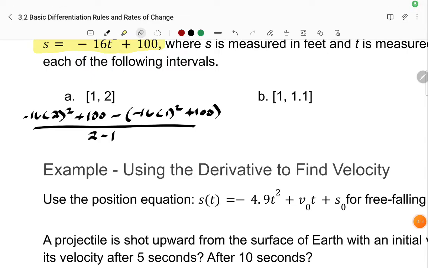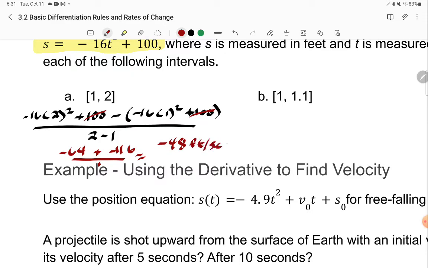Okay, so on the first one, when we set that up, remember it's y minus y over x minus x, and that's where we're finding the slope of the secant line. So you end up with something like this, and those hundreds are going to end up canceling. So really, you would just have negative 16 times 4, which is negative 64, minus, and then this is just negative 16 times 1, which is negative 16. So negative 64 plus 16 all over 1. And when you combine those, you end up with negative 48. So on this first one, the average velocity is negative 48 feet per second.